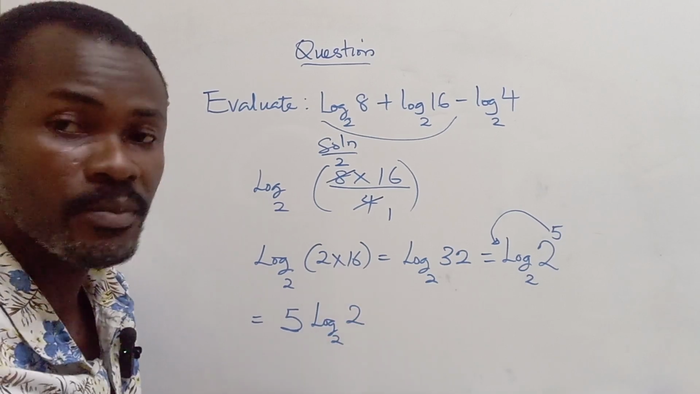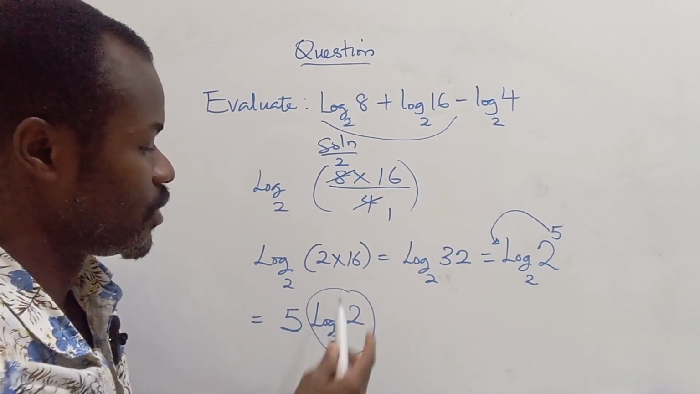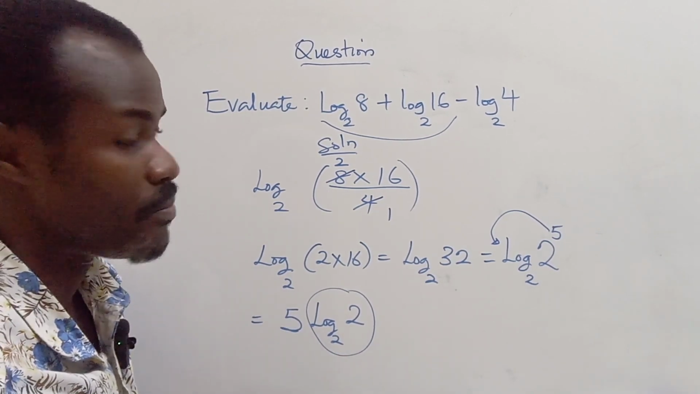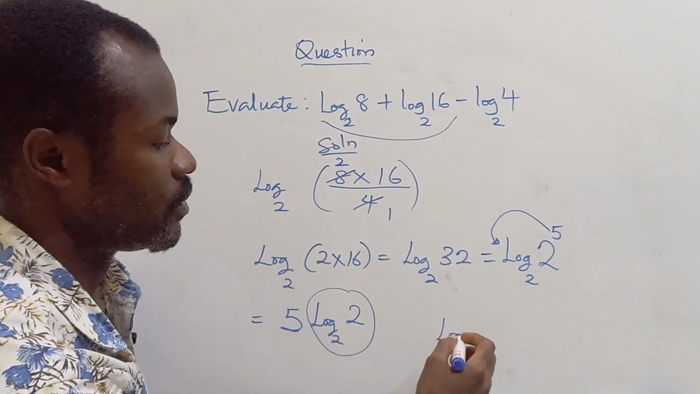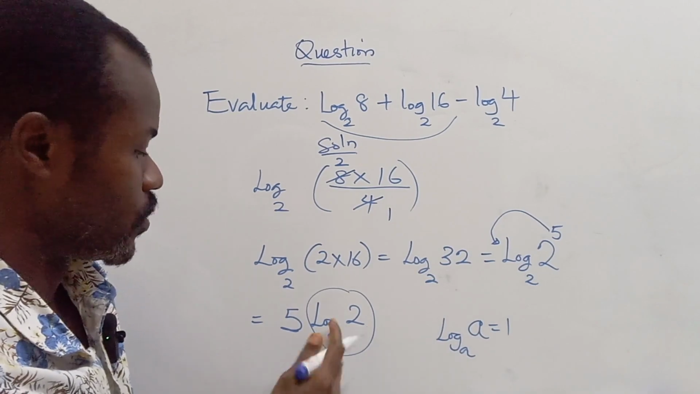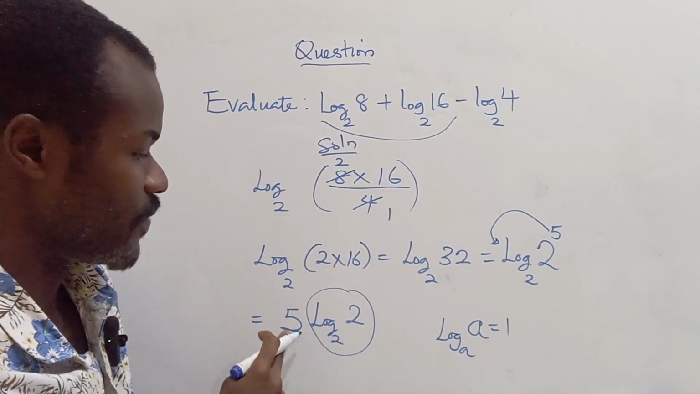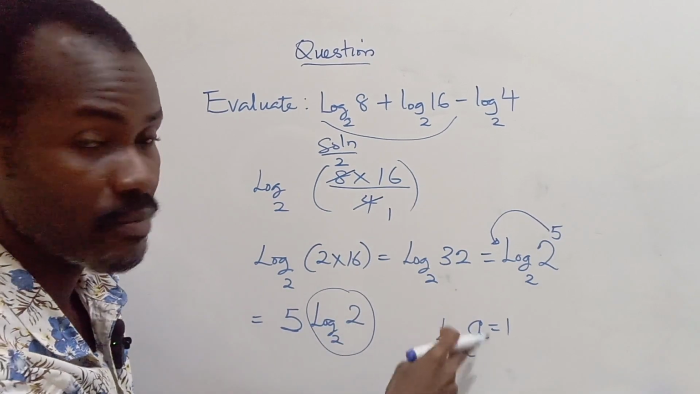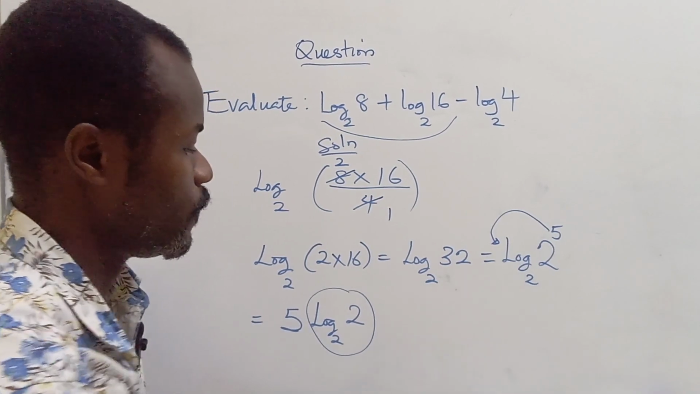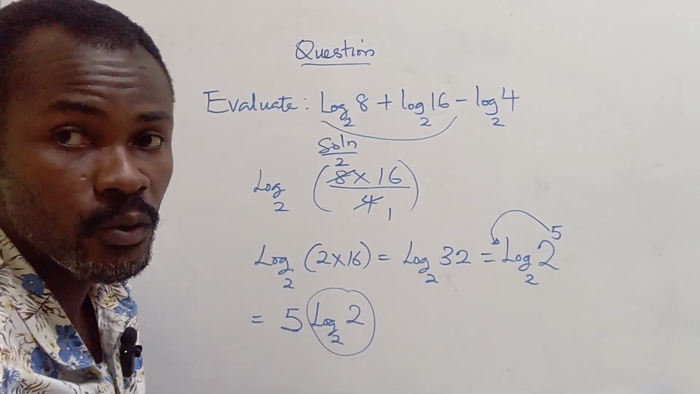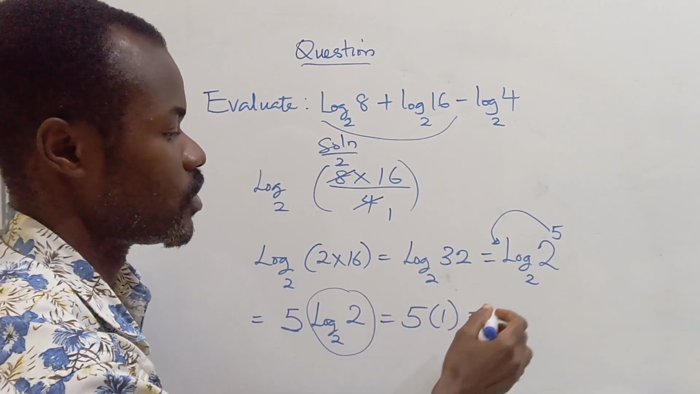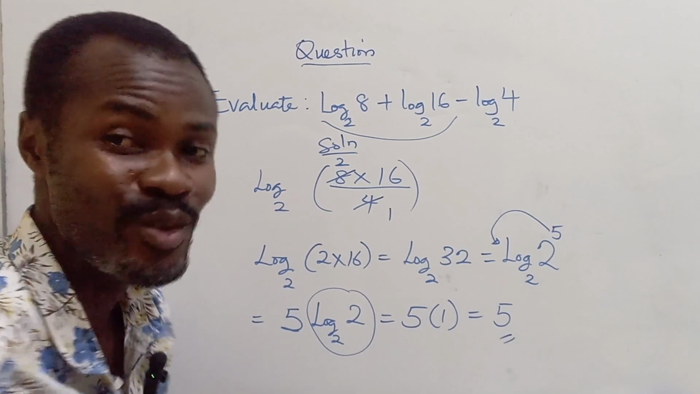2 base 2. Now, if we can recognize this, we have the same number and the same base. So remember, if you have log A base A, it means 1. So this is 5 times 1 from this law. So we are going to substitute 1 for log 2 base 2. So we are going to have this as 5 times 1, which also gives us 5 as a solution to this simple problem.